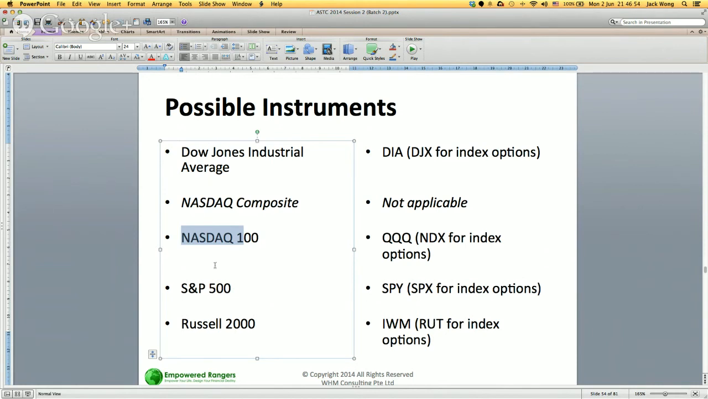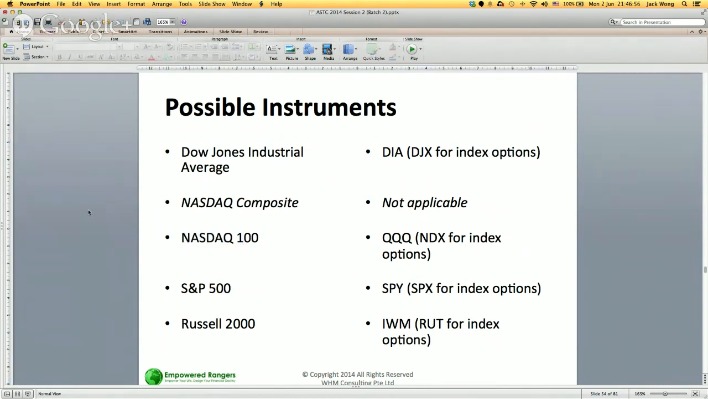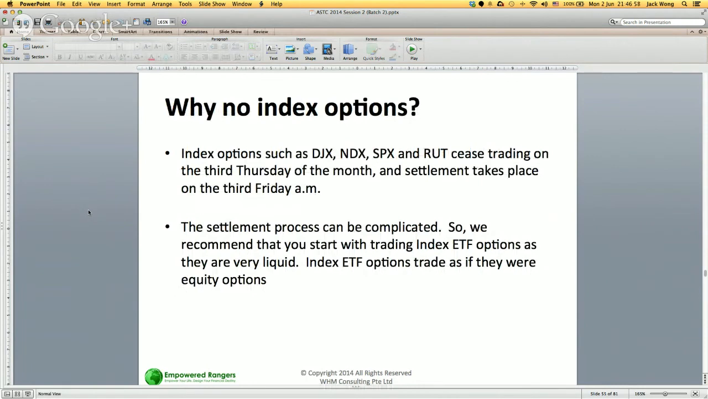Now, here's my take. If you are familiar with equity options, then trade in ETF options. You are not ready to trade the index options such as DJX, NDX, SPX, and RUT because their expiration cycle, the way they are settled, are different. Okay, so to make things simpler for all of you, just trade SPY, SPY, enough.